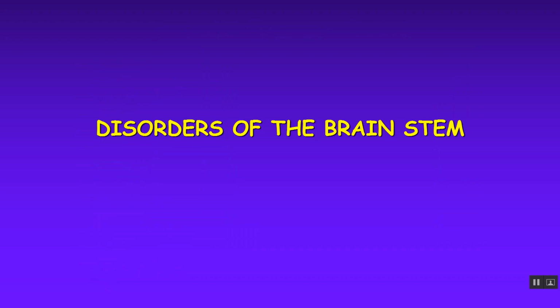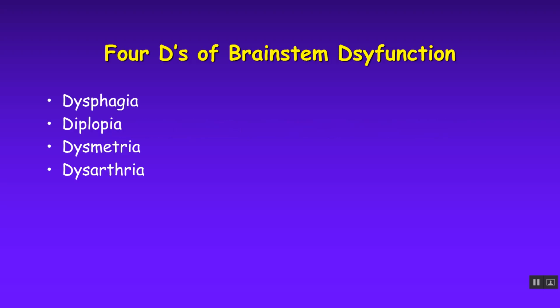Now we get to talk about what happens when there's damage to the brainstem, and it's just a matter of knowing what structures are involved. Okay? We mentioned the 4 Ds of the brainstem. If you have brainstem damage, you will likely have one or more of these. Not always, but you will likely have one or more of these.